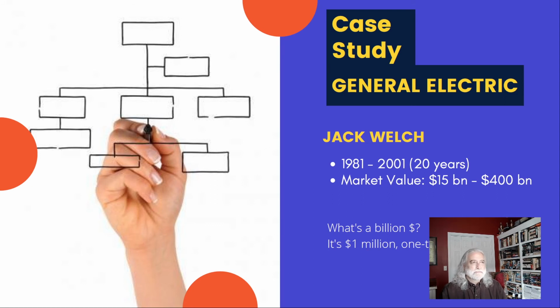To give you some perspective, and again, a measurable outcome, when Welch started, the market value, the worth of the company, was $15 billion. When he left, the market value was $400 billion. And to give you perspective of how large a billion is, you'll see, what is $1 billion? It's $1 million 1,000 times over. That's a lot of money. It's more money than we can actually understand.